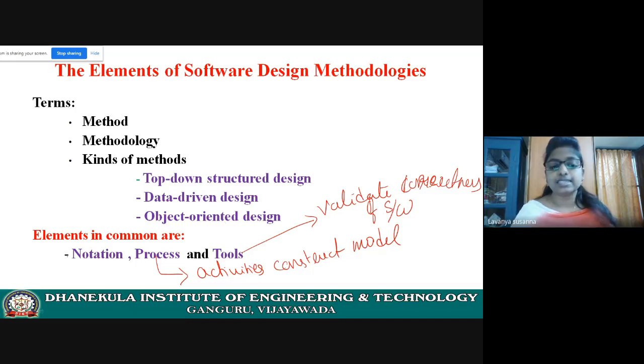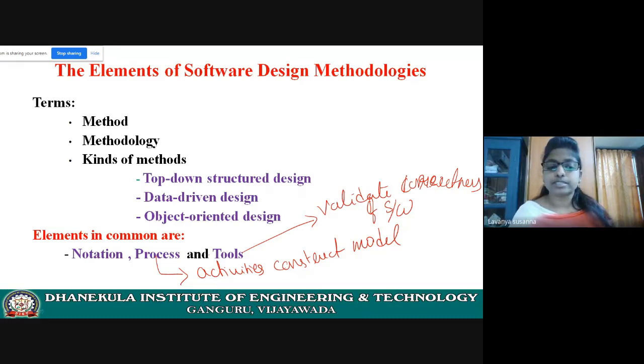Okay, once again, see the elements that are common in these three methods: top-down structure design, data-driven design, and object-oriented design. They are notation, process, and tools. So please listen carefully. I will ask questions.